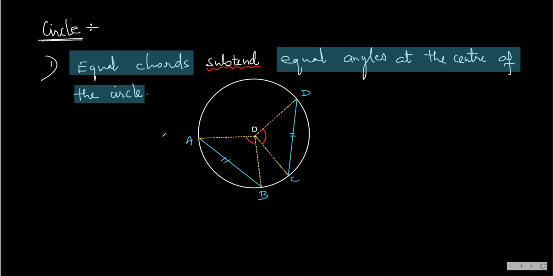But you know what we are given? We are given that chord AB is equal to chord CD in length. Got that? And if this is the case, remember that angle AOB, you don't have to prove it, just remember the result. Angle AOB, which is subtended by chord AB, will be equal to angle COD, which is subtended by chord CD. This you have to remember.